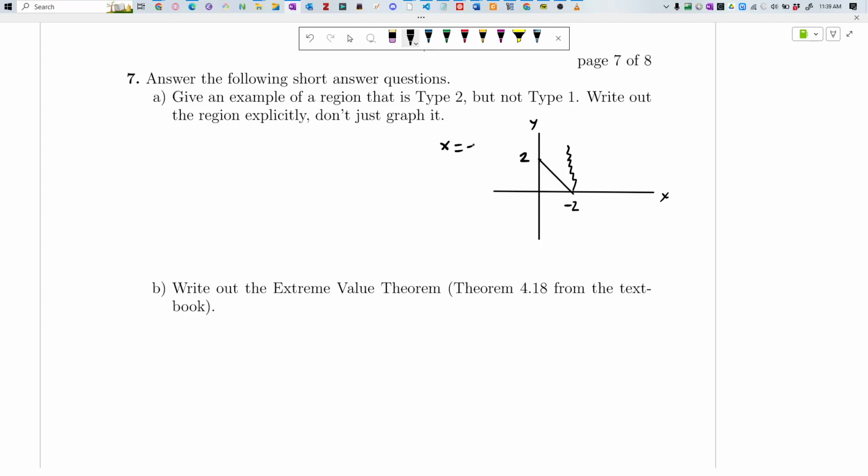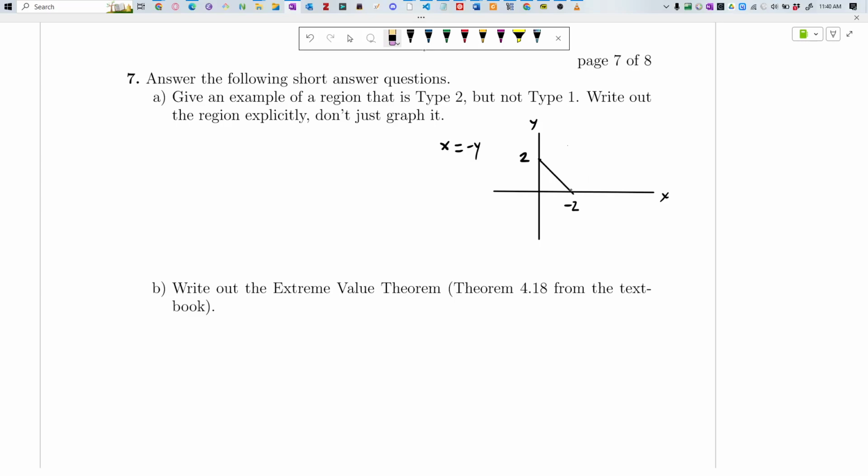And I should also comment that there's definitely an infinitude of possible answers for 7a. So you should feel free to come up with your own examples and try to come up with a few different ones, just so that you can pick from a variety of examples. So don't just copy me.